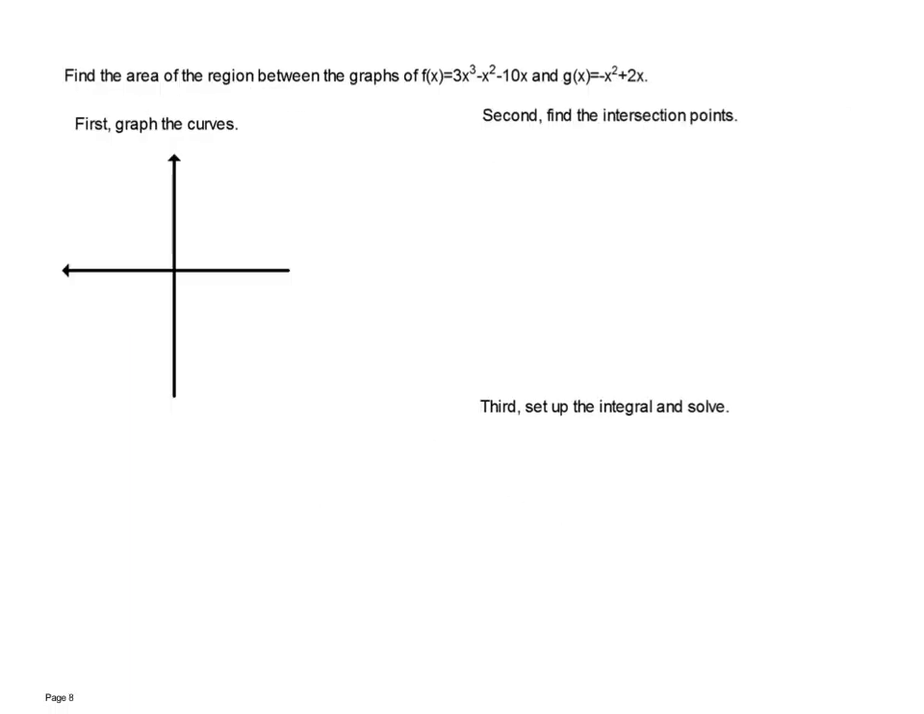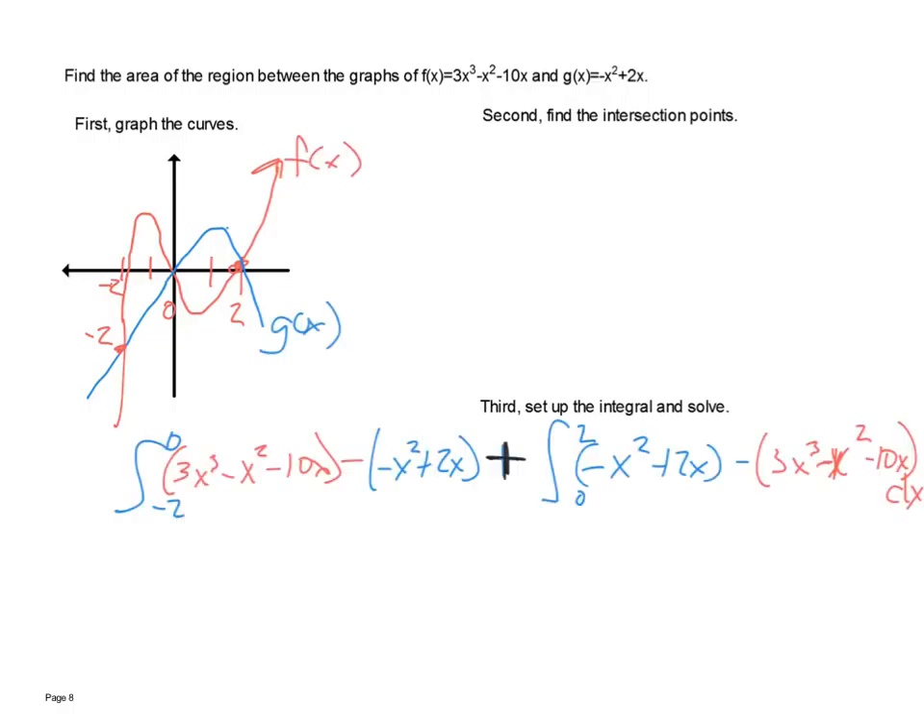Okay, this next one is a you try it. Stop the video, do it, and see if you can get the same answer as I do. I will be mostly writing answers and not explaining as much, so you might need to come back with questions. All right, so the first step is to graph them and find the intersection points. Okay, so my intersection points are from negative 2 to 0 and 0 to 2.